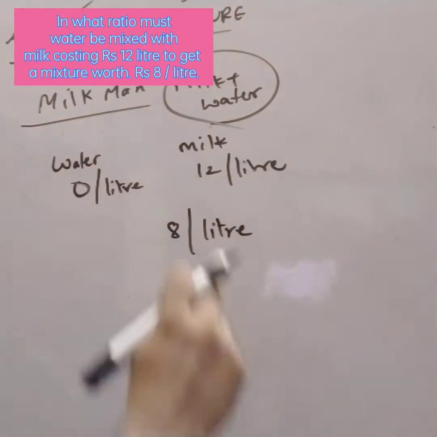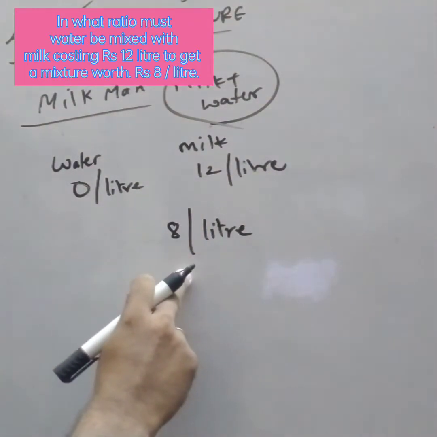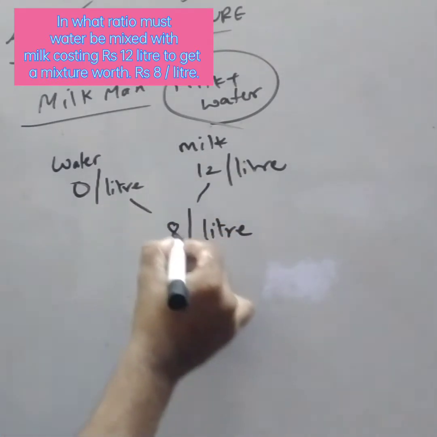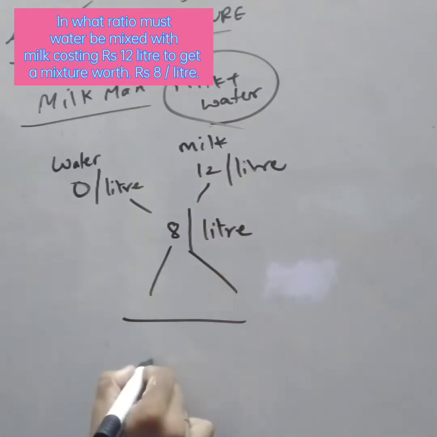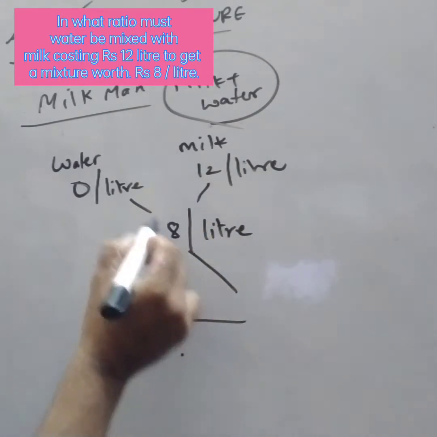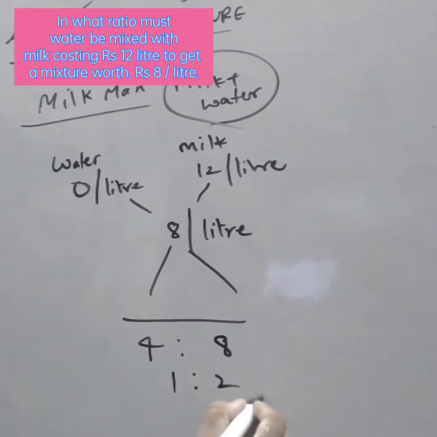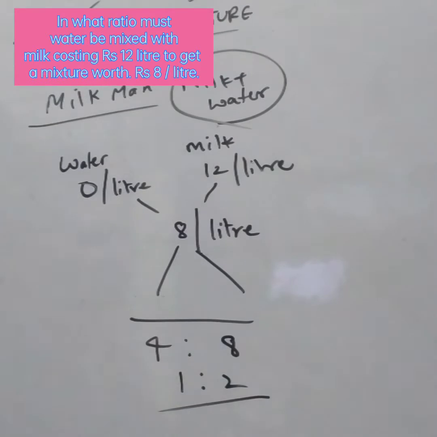Hope it is clear. So this is 12 per liter, this is 8 per liter, this is of no cost. So I am taking the difference like this, cross: 12 minus 8 is 4, and 8 minus 0 is 8. That's nothing but 1:2. So if I take 2 liters of milk, I must take 1 liter of water. If I take 20 liters of milk, I can take 10 liters of water. In this ratio, we can mix milk and water so that we'll get a mixture worth rupees 8 per liter.